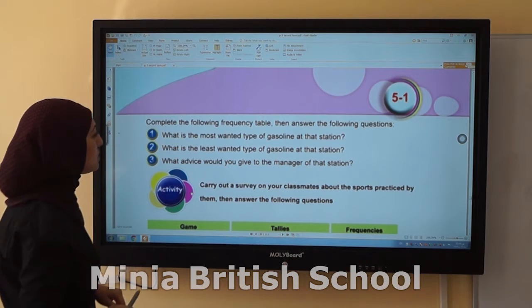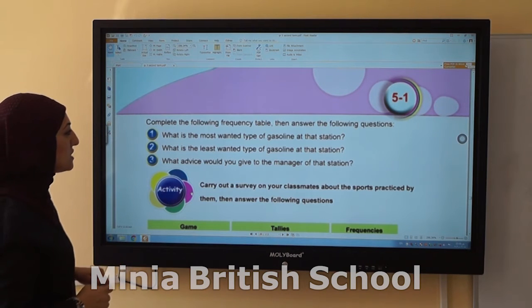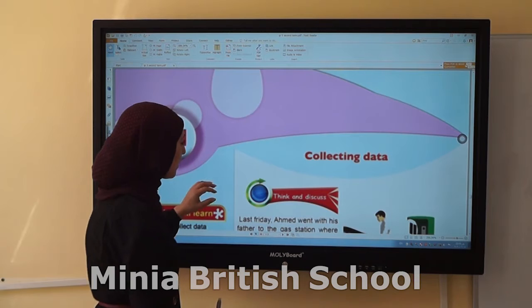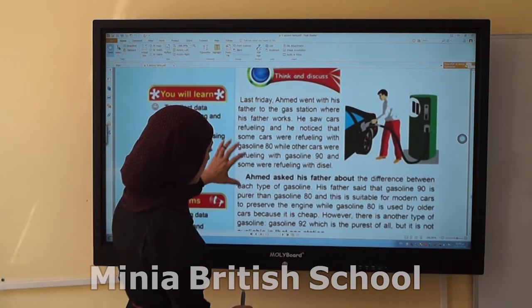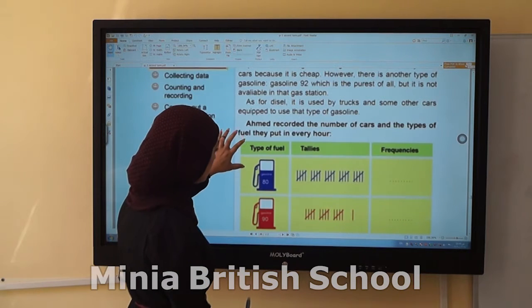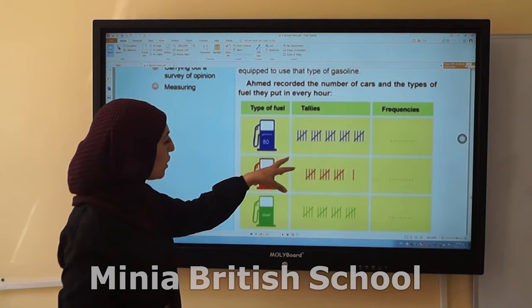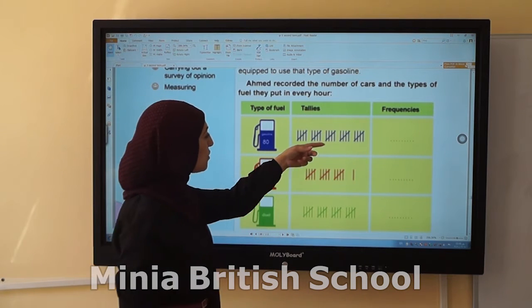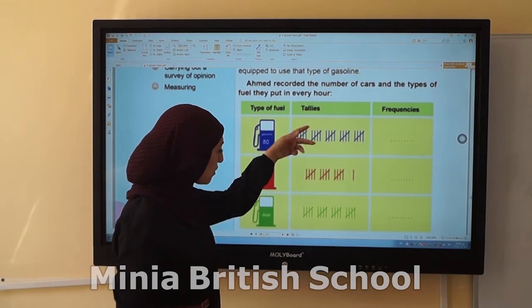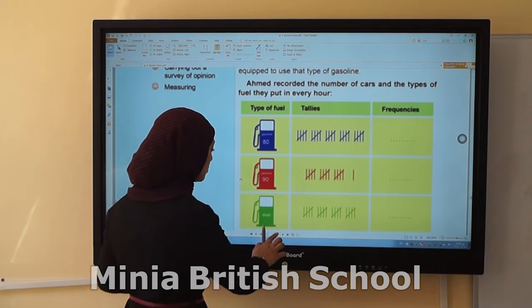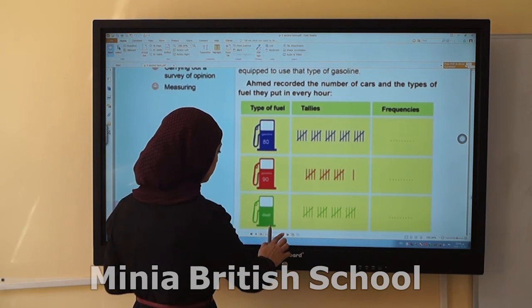What is the most wanted type of gasoline at that station? What is the most type? The most type I can know from the table, from the numbers here. So, which one is the greatest number here? It is 25. Okay, this is the greatest number. So, the most type is 80.